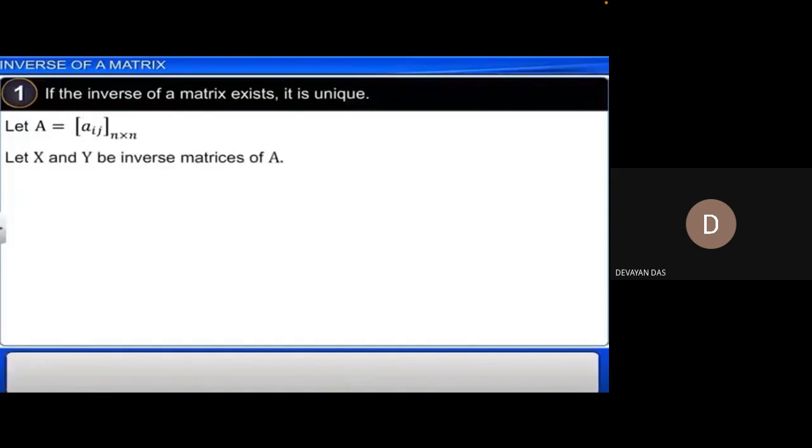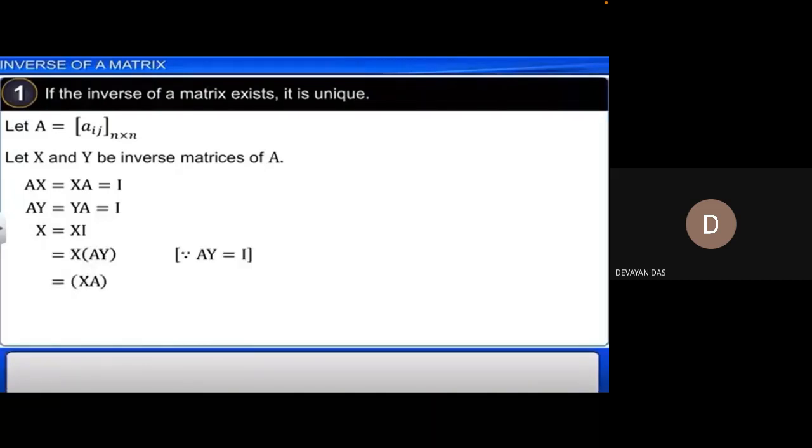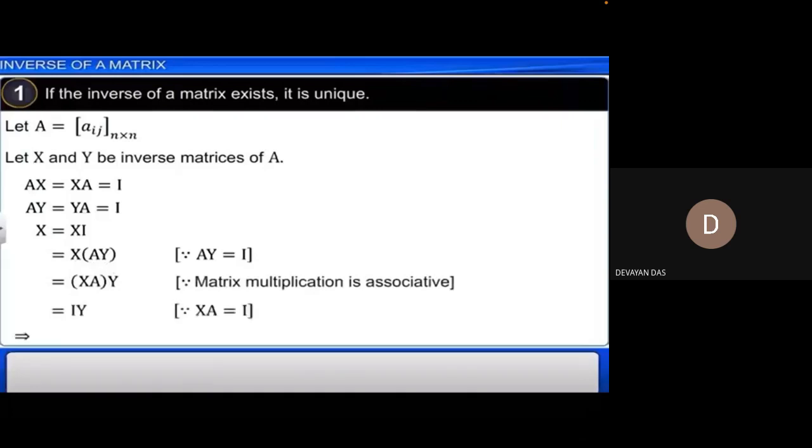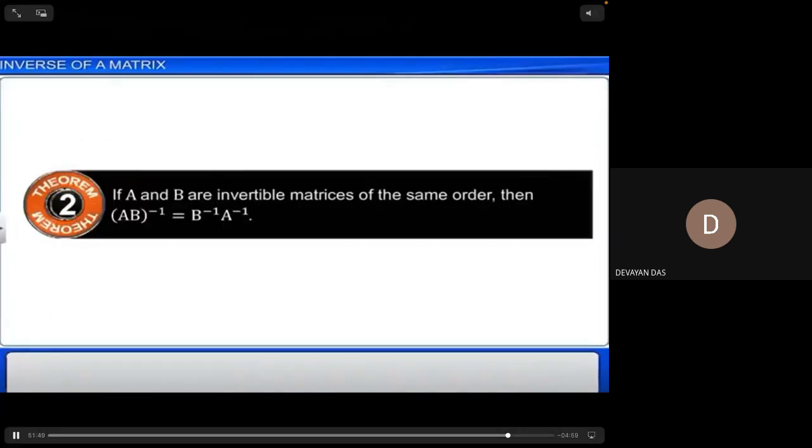So let X and Y be inverses of the matrix A. Two inverses are existing, suppose and understand. As per the definition of inverse, AX should be equal to XA should be equal to I. And Y is the inverse, meaning AY is equal to YA is equal to I. So from this you can say that X is equal to XI, and in the place of I, you can write AY. So we are going to get X is equal to Y.